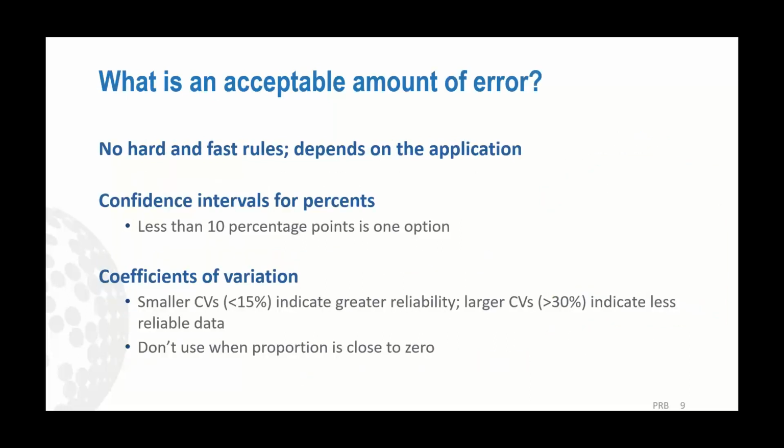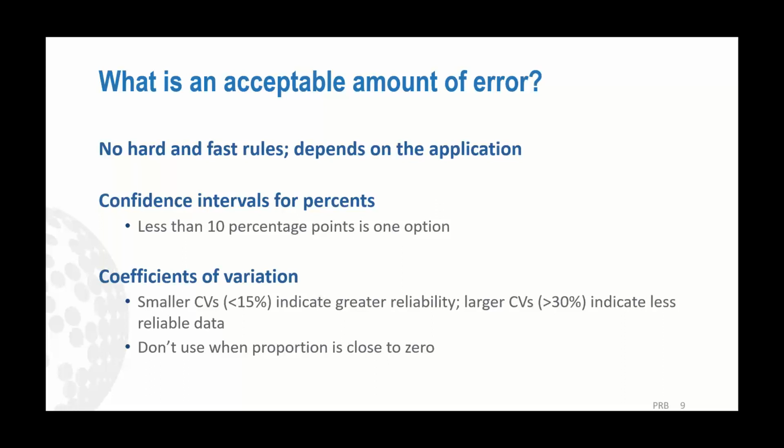So what is an acceptable amount of error? Unfortunately, there are no hard and fast rules. The tolerable range for sampling error really depends on your goals and your need for precision. You don't want to provide estimates that are so unreliable or so imprecise that they're not useful or could be misleading. But it is also important to balance the lack of precision with the need to have more data by race and ethnicity.